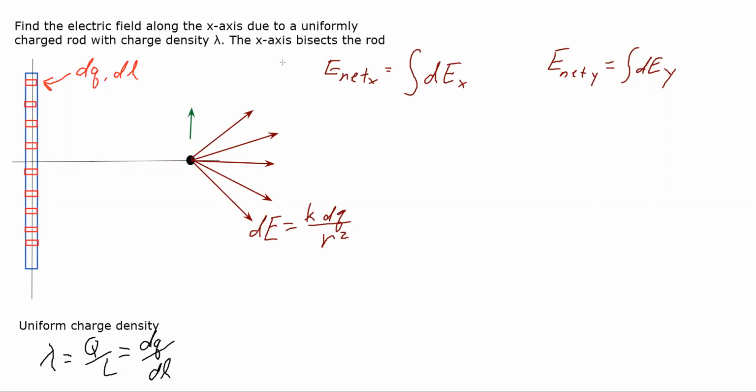And this is because of our symmetry, because the rod is symmetric across the x-axis. On top of the x-axis and below the x-axis, it's essentially the same. So our y components will cancel. That means dE net, or E net y, is 0, again because you have an equal amount of electric field pointing up as pointing down.